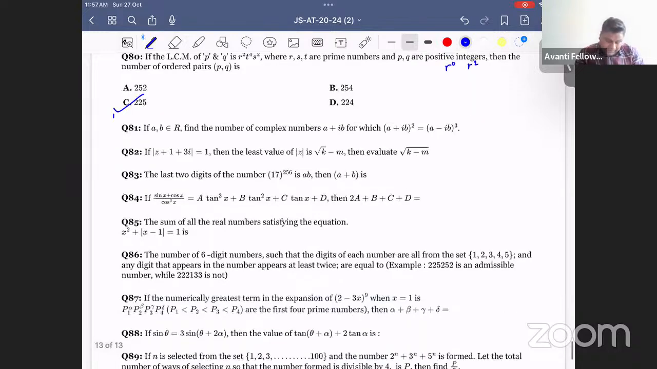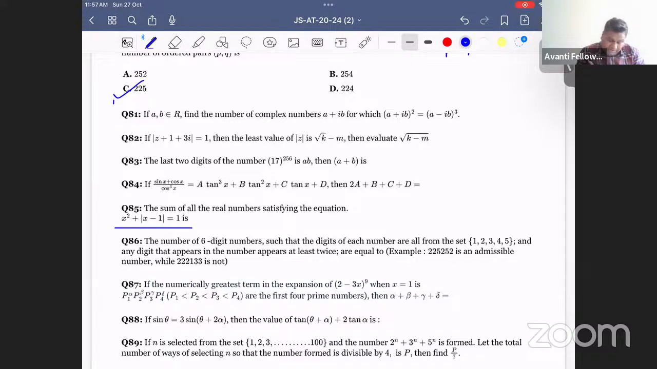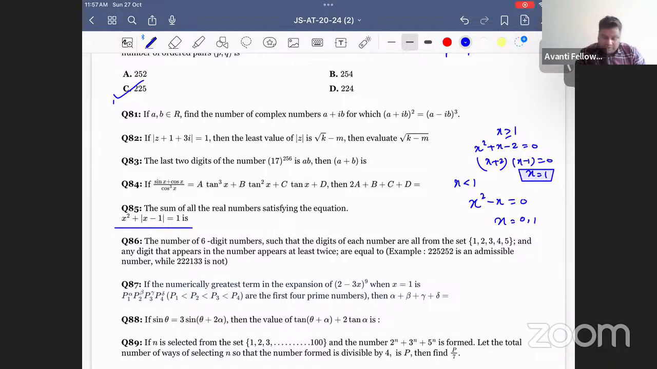So, like this question 85, sum of all the real numbers satisfying this equation. You just take 2 cases. While x is more than 1, it is x square plus x minus 2 equal to 0. So factors will be (x plus 2) into (x minus 1) equal to 0. So one root will be acceptable, that is x equal to 1, if I include 1 here. Now if x is less than 1, it will be x square minus x equal to 0, then roots will be 0 or 1. 1 you already counted, 0 is also you have to count. So there are only 2 roots, 0 and 1.